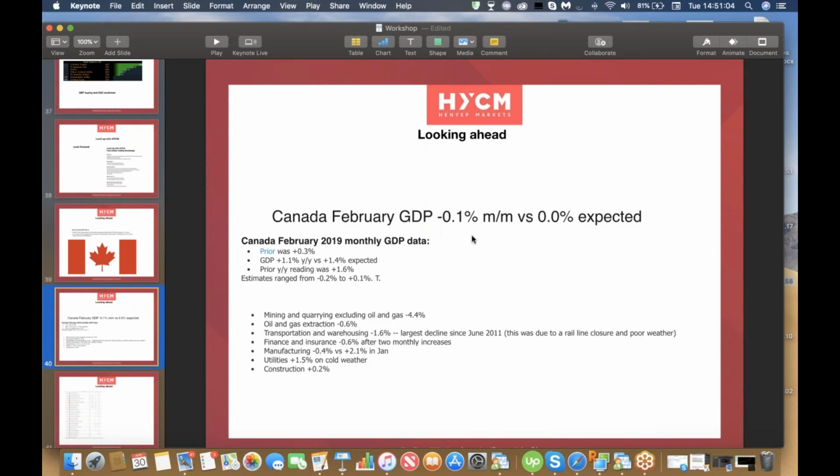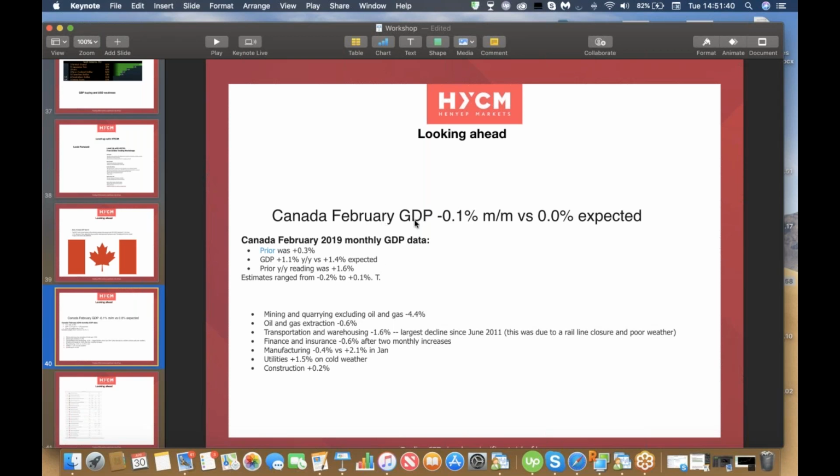It was a miss. The miss was minus 0.1% month on month versus 0.0% expected. It's a relatively minor miss. And drilling down to the detail, a lot of the miss came from mining and quarrying, excluding oil and gas. So those mining and quarrying, particularly of metals, was down at minus 4.4%. And obviously, if global growth sentiment picks up, then those figures will reverse because there'll be more demand for metals. So it's a miss, but it's not a disastrous miss for Canada at all.